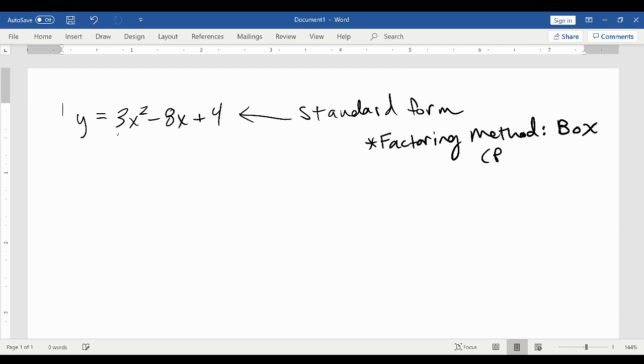And it can be a rectangle, meaning that the length and the width do not have to be the same. That's going to change when you see how to put something in vertex form. The box must be a square. So let's start off with our rectangle.